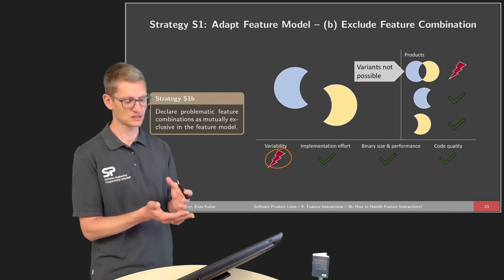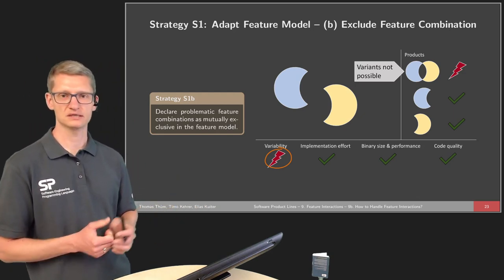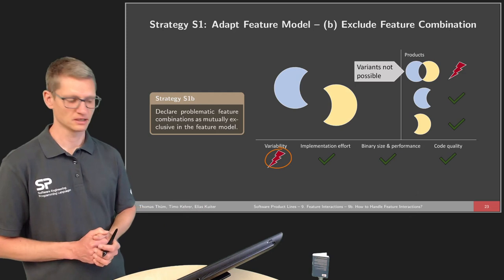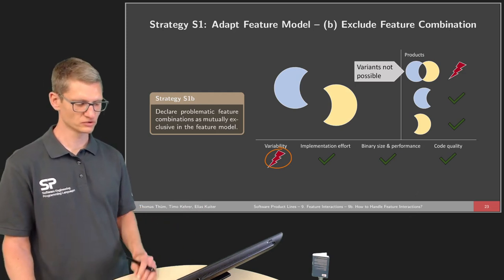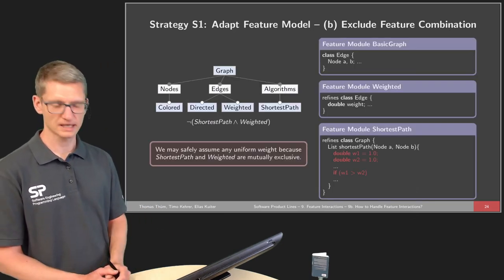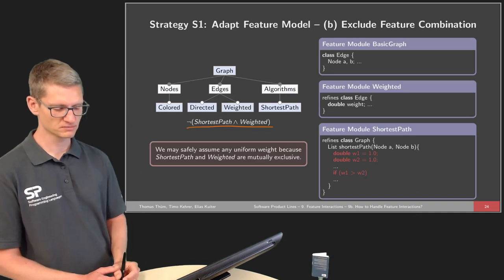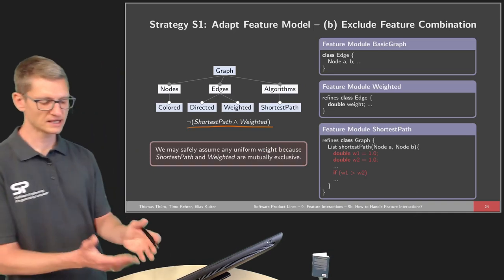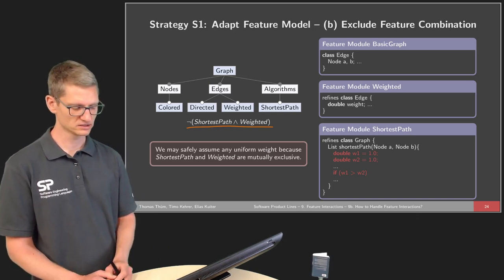the features or one feature needs the other one, but we could say that they cannot be chosen at the same time. So what would happen here is those two features would become mutually exclusive, and we could see what could happen over here. So we make them mutually exclusive in the problem space by basically saying that we cannot select both together at the same time, shortest path and weighted.